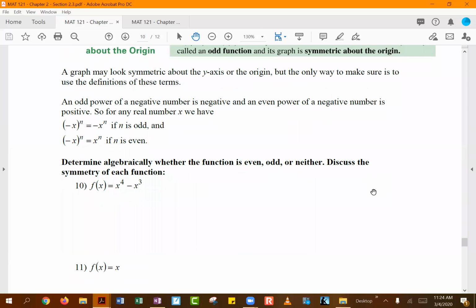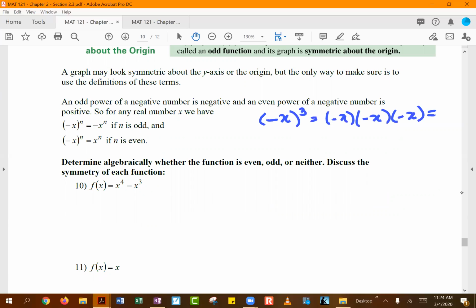Something you should keep in mind when you're doing these little tests with the negative x is what happens when I put a negative x on something that has an exponent on it. For that first part, they are saying if n is an odd number, think about it this way: if you have negative x to the third power, it's negative x multiplied into itself 3 times. What will you end up getting?